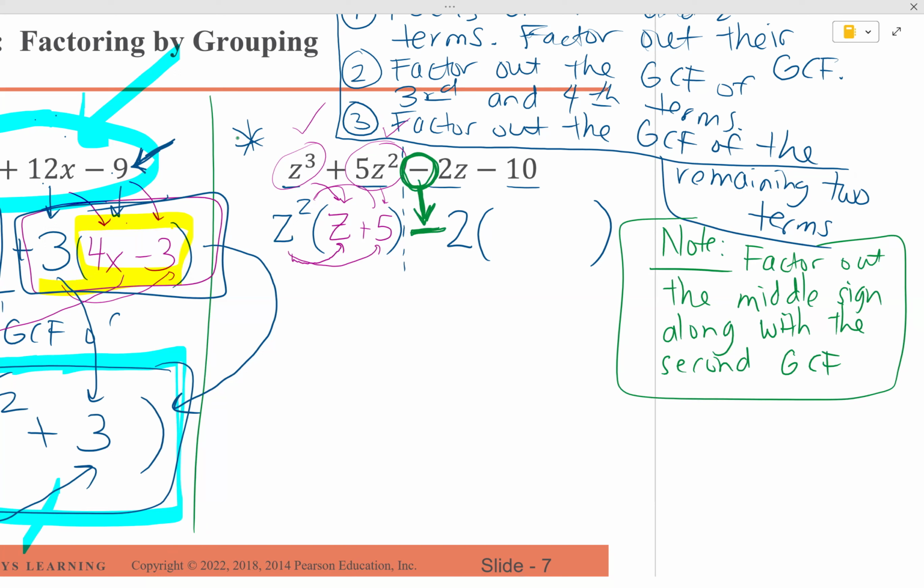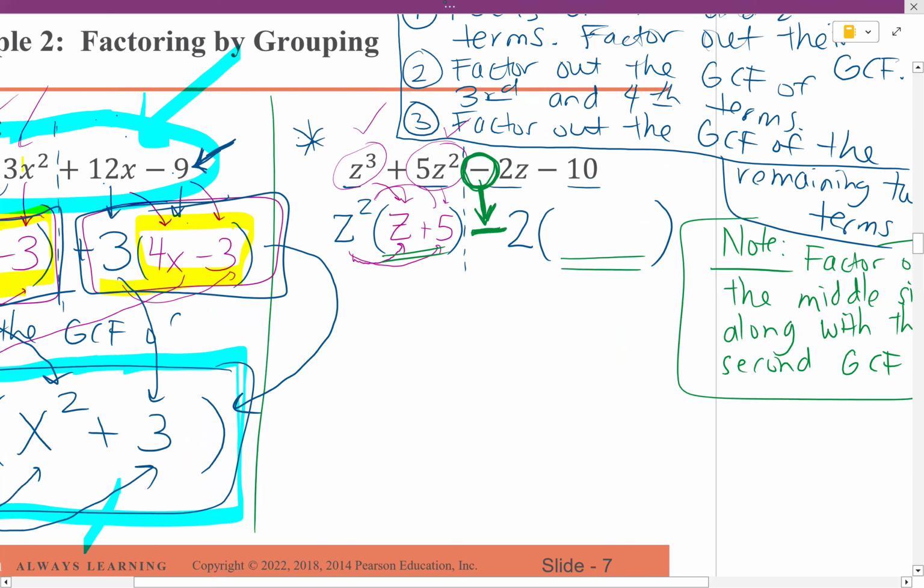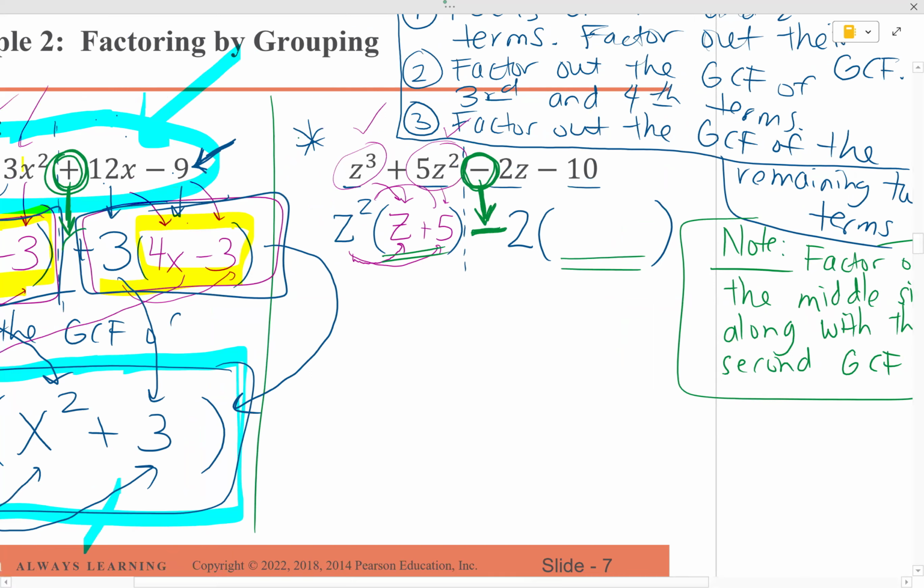So I can't just factor a 2 out. I have to factor a negative 2 out. Otherwise, what's in parentheses here will not be the same as what's in parentheses here, and we cannot proceed with the problem. So in the last one, we didn't really have to worry about it because the sign was a plus. And I already had a plus. I didn't really think about it, but I did copy the sign without even thinking.